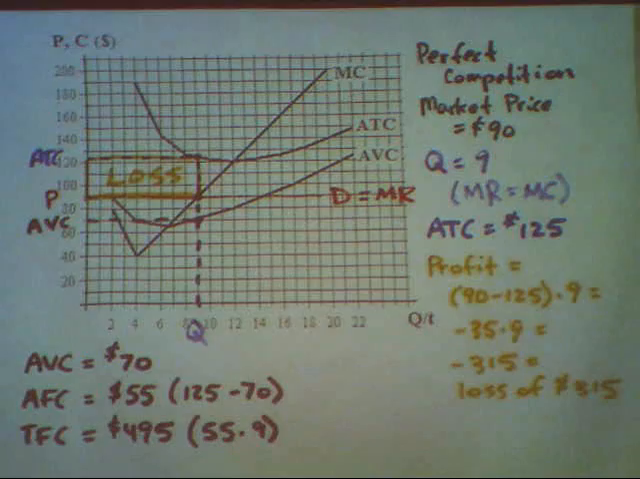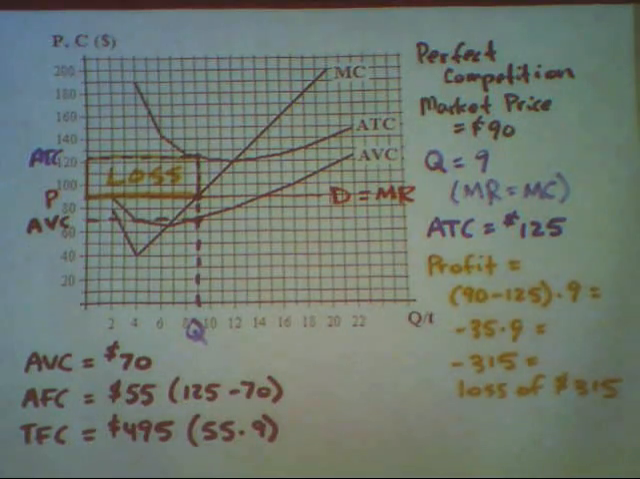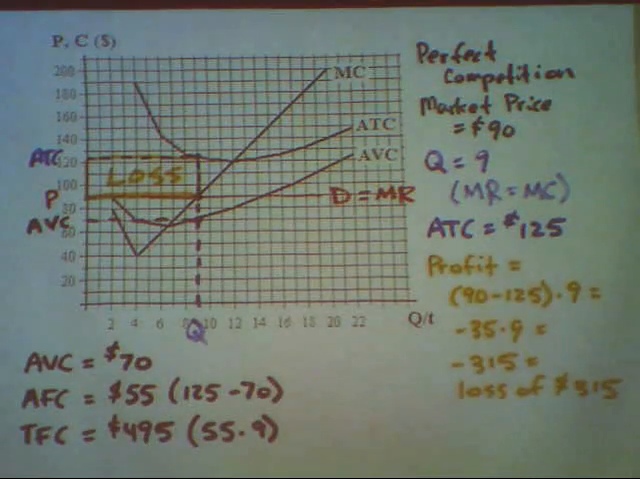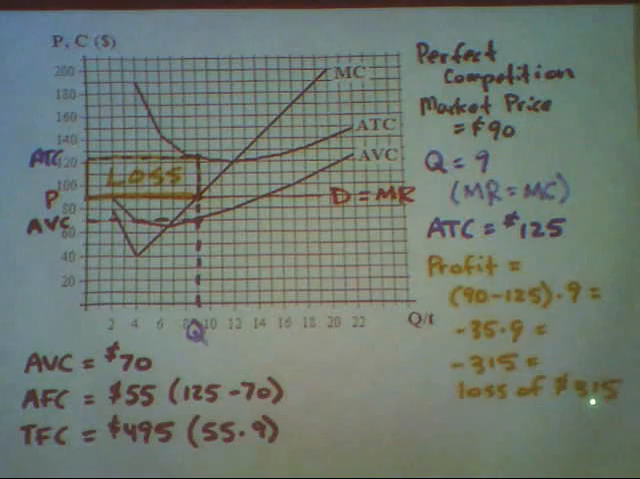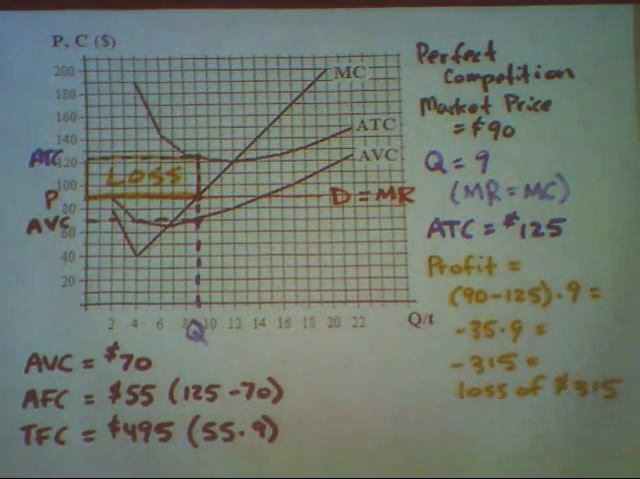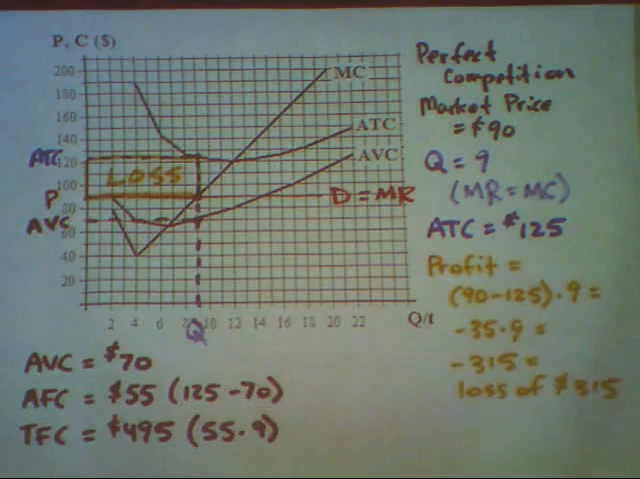And so now the choice for our firm is shut down and still pay those fixed costs and lose $495, or stay in business, in which case they lose $315. So if that's a choice of either losing $315 or losing $495, they're going to choose to lose $315. So they will stay in business in the short run.